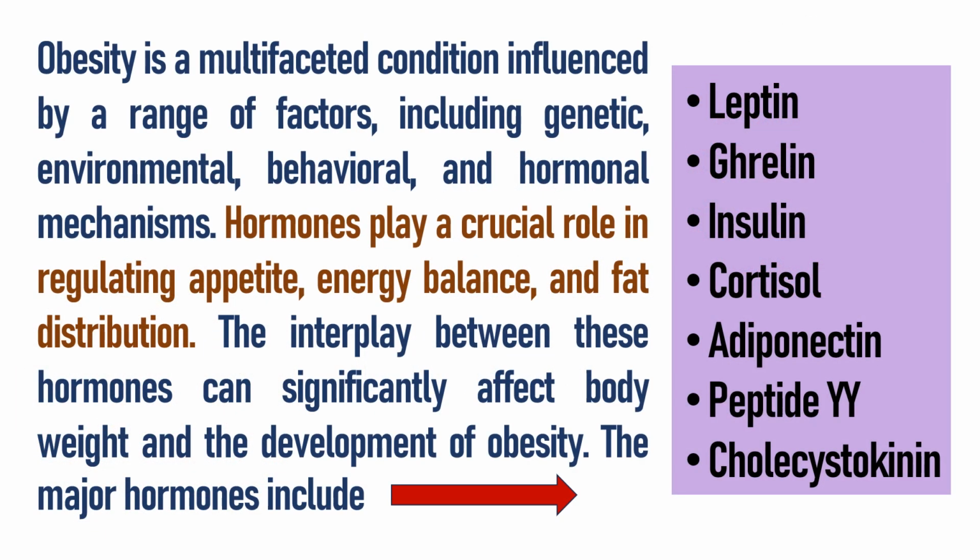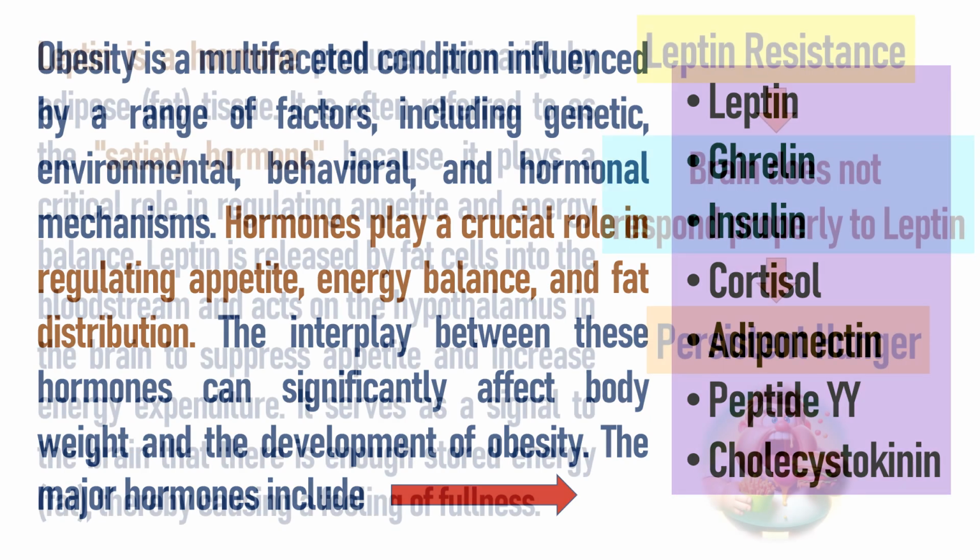Obesity is a multifaceted condition influenced by a range of factors, including genetic, environmental, behavioral, and hormonal mechanisms. Hormones play a crucial role in regulating appetite, energy balance, and fat distribution. The interplay between these hormones can significantly affect body weight and the development of obesity. The major hormones involved include leptin, ghrelin, insulin, cortisol, adiponectin, peptide YY, and cholecystokinin.